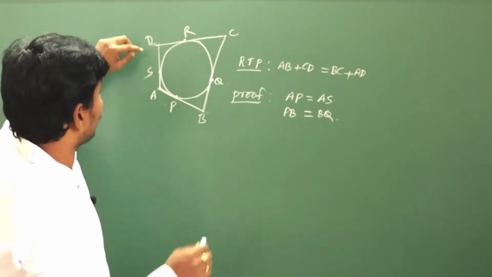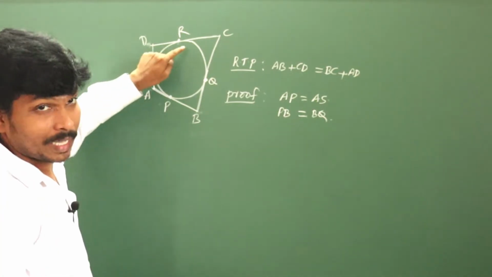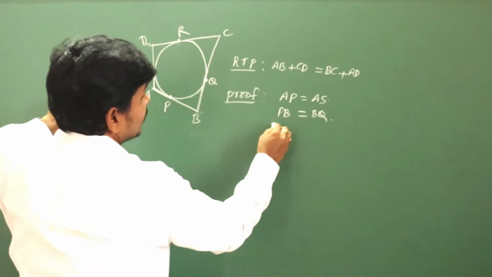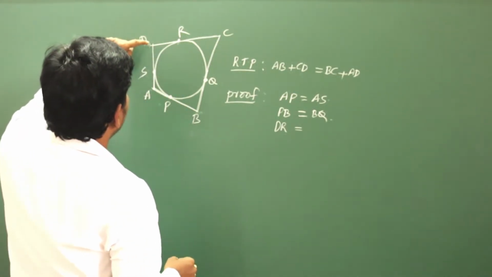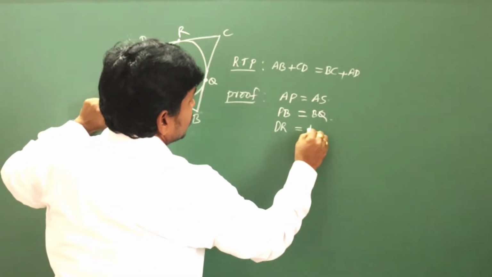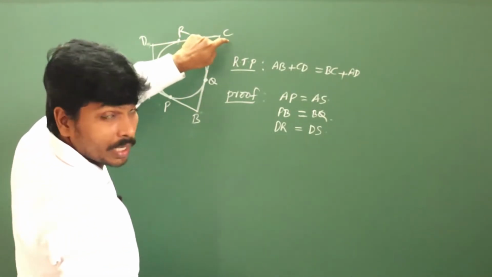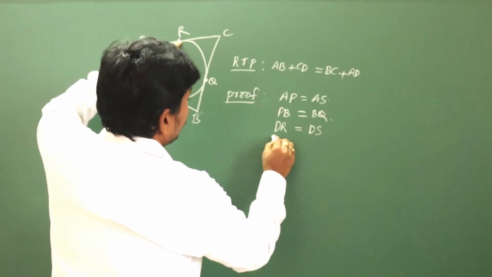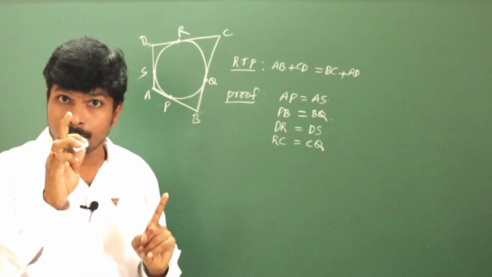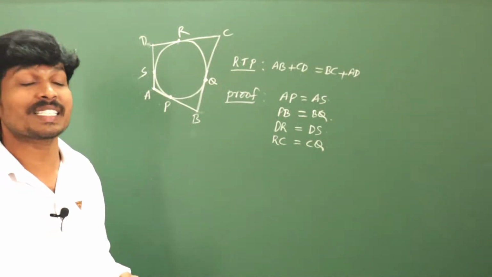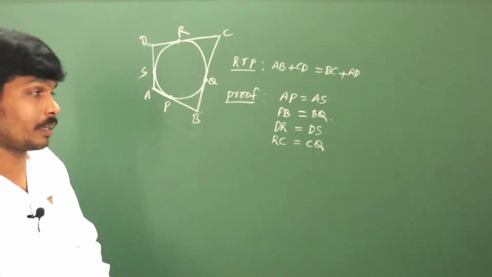Now observe here, from D you have one tangent. What is the length of the tangent? DR. The length of the tangent DR is equal to DS. And again RC is equal to CQ because C is an external point, no? These all results are based on a single concept only. That concept is that tangents drawn from an external point are equal.